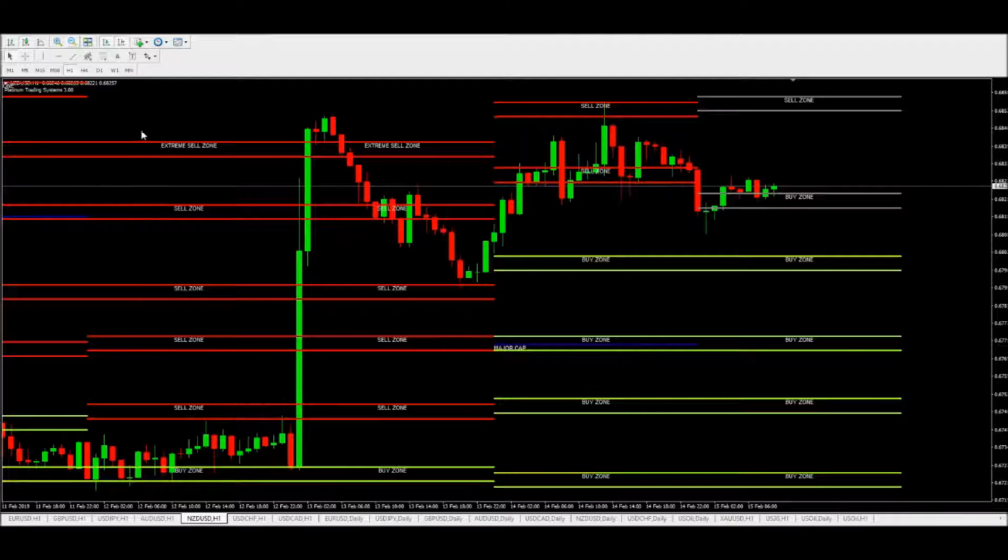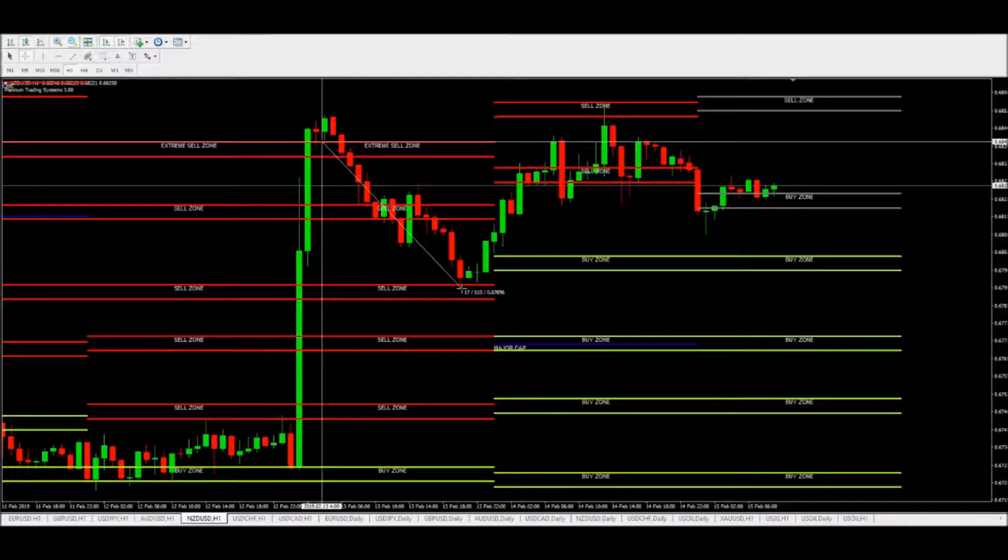So with this strategy we use slightly wider stops of an extra 5 pips or so, about 30 pip stop losses, and we go for about 50 pip targets on these extreme zones. So you can see even with your 30 pip stop, it would have been well up here, so nowhere near where the high was for that day. You can see the 50 pip target just about hit in the end.